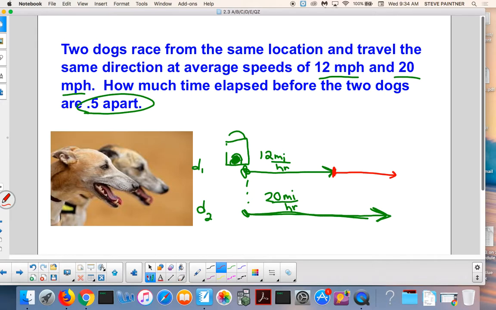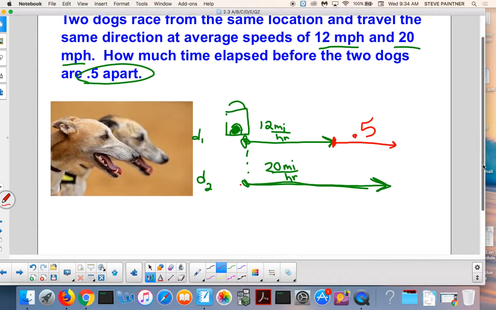How much time goes by before the two dogs are what? Half a mile apart. From there to there, guys, this slow dog is half a mile behind the fast dog. Or the fast dog is half a mile ahead of the slow dog, whatever. Now, would you look at those two arrows and tell me, are they equal distance? Look, see this? Are they equal? Yes. So the two distances are equal.